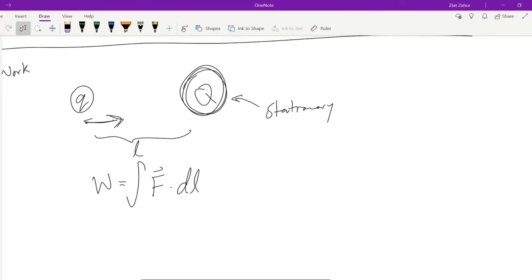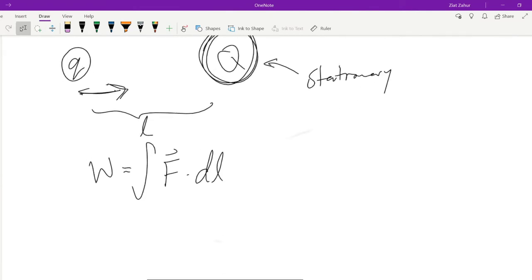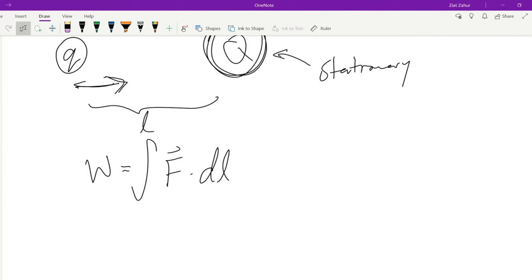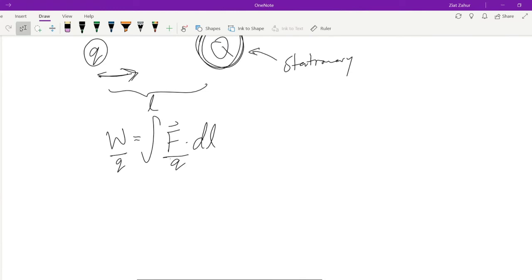All right, let's use L instead. So the work would be the integral of F dot dl, the dot product of force with the L vector. Now we can rewrite this by dividing both sides by Q. So we get work per charge, or energy per charge, equal to force per charge. Energy per charge, if you remember, is the electric potential. So this is actually the voltage difference, the electric potential difference, from A to B, of force per charge.